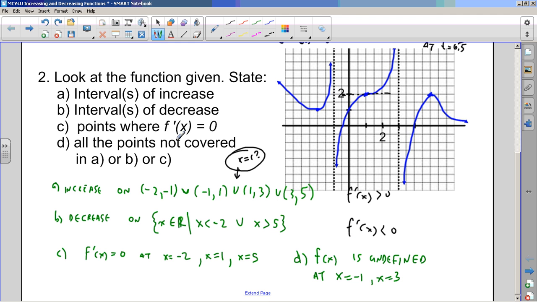So points where the derivative is 0, though, it's where it's neither increasing nor decreasing. Critical points, or rather turning points. And that's not really a turning point, but there's something going on there.